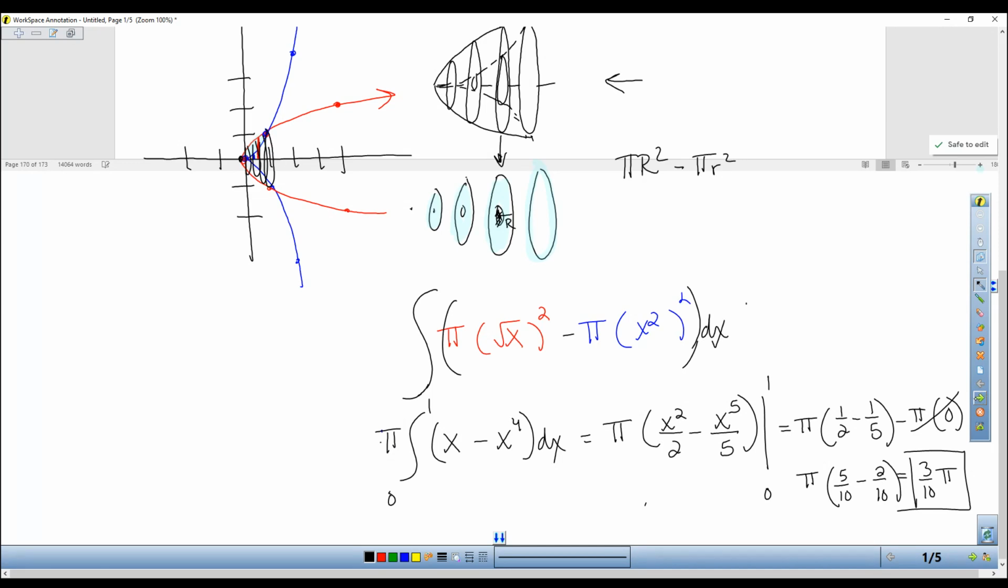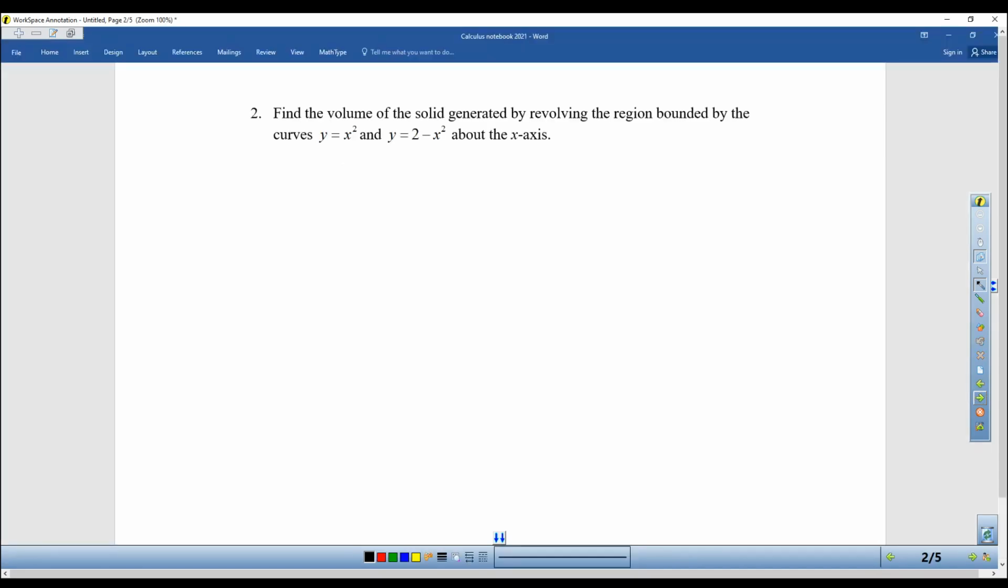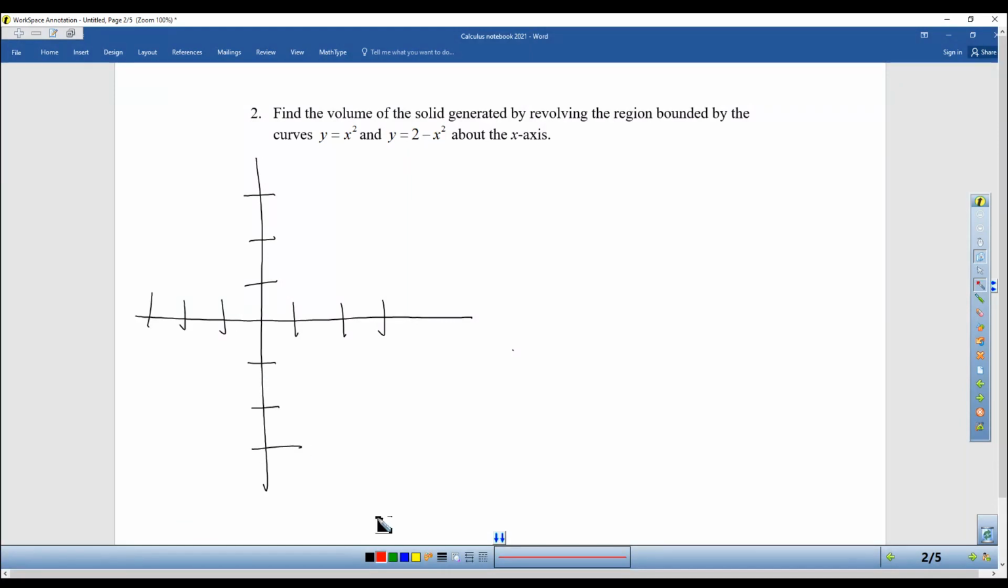Let's try another one of those. Find the volume of the solid generated by revolving the region bounded by the curves y is equal to x squared again, and y is equal to 2 minus x squared, about the x-axis. So you don't need to make this really big, because we know that this one's going down. It starts at 2, but then it's going to be going down.